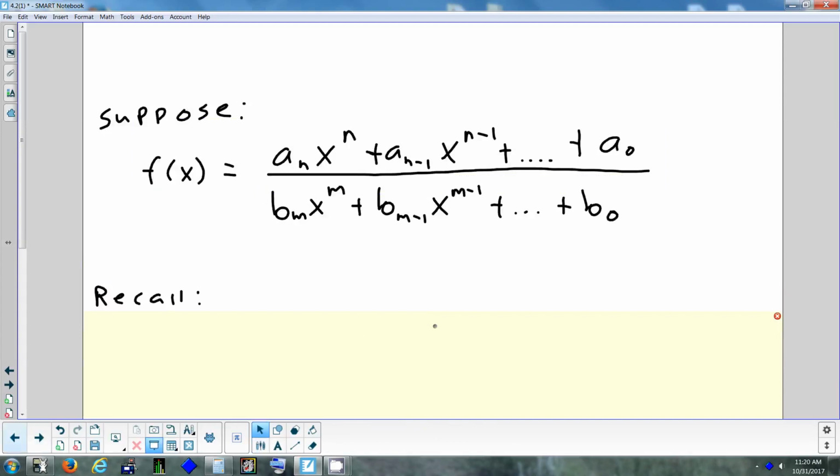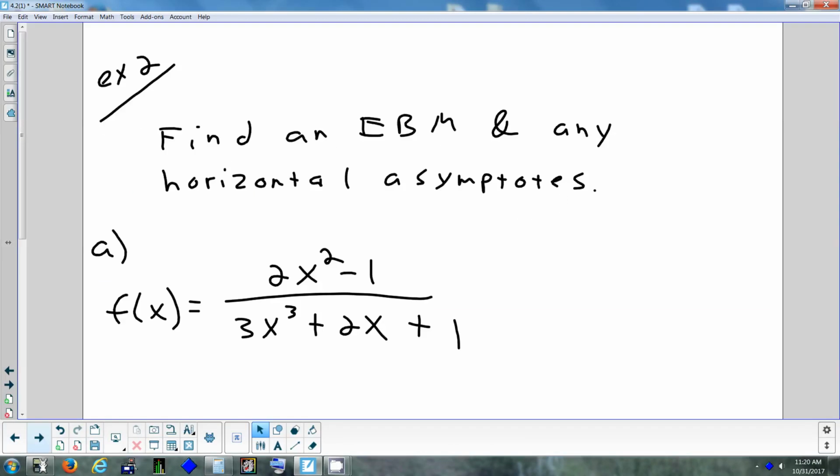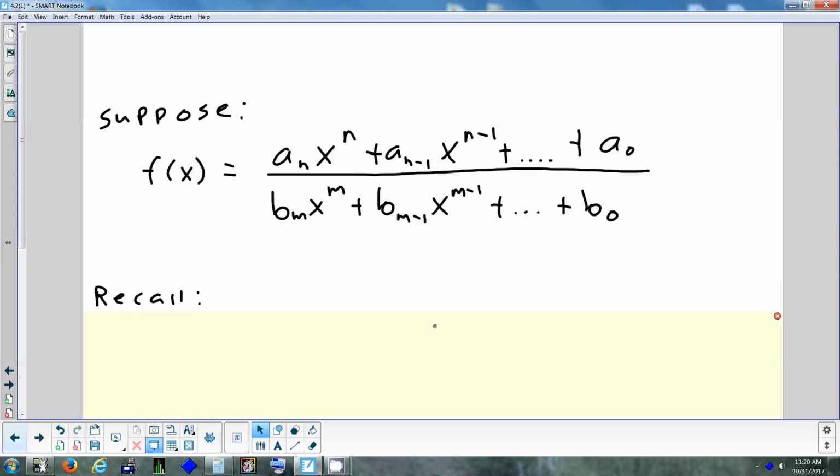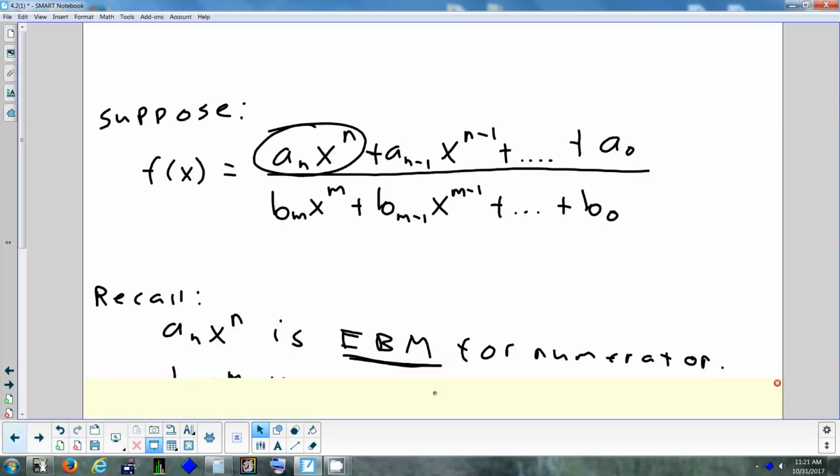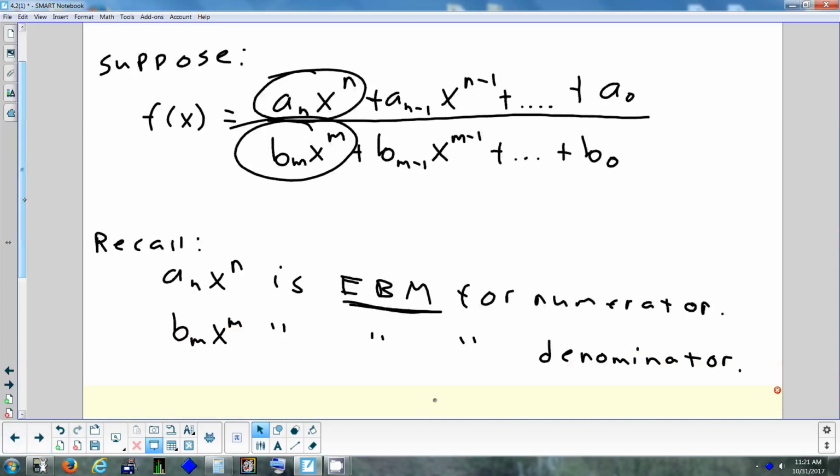Okay, so last week we talked about the EBM, the end behavior model. Does anybody remember which term there? Let's just focus on the top. Which term is it? The one with the highest exponent, right? So if we were looking at a problem, there's the EBM in the top. There's the EBM in the bottom. Same thing here. That's the EBM for the numerator. That's the EBM for the denominator.